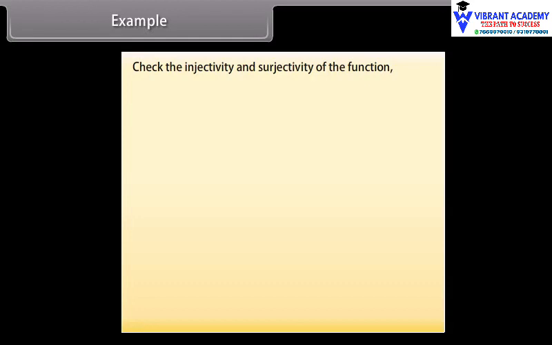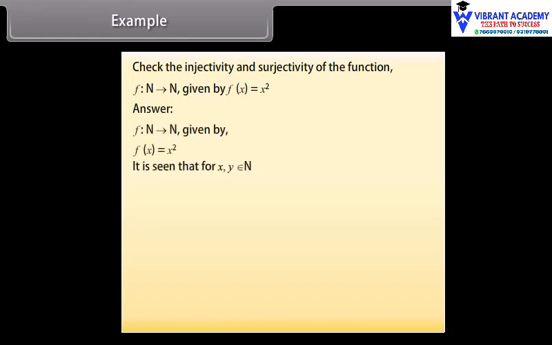Example. Check the injectivity and surjectivity of the function f from N to N given by f of x is equal to x square. Answer. Function f from N to N is given by f of x is equal to x square. It is seen that for x, y belongs to N, f of x is equal to f of y, which implies that x square is equal to y square, which implies that x is equal to y.